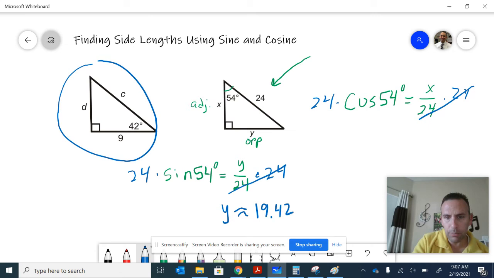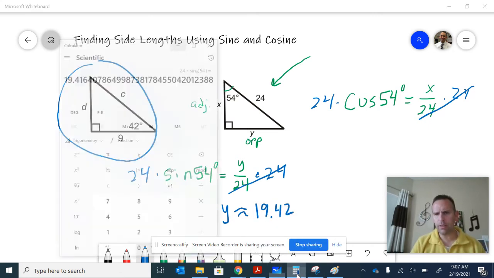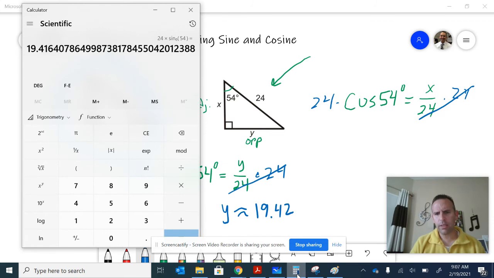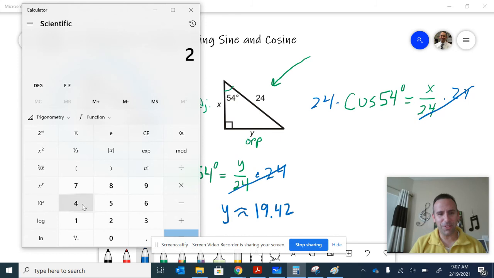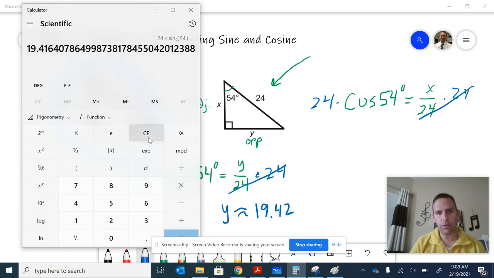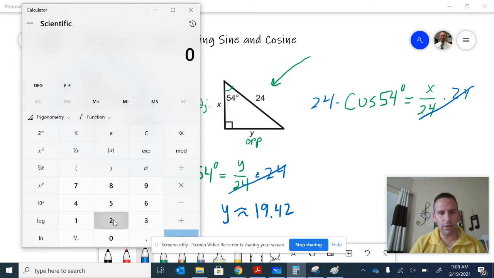All right, likewise for x, I want to do, did I do that right? Or did I just hit cosine? I think I might have done that wrong. By the way, this can happen to you, so let's check it out. All right, 24 times 54 sine equals 19.42. I did that correctly.